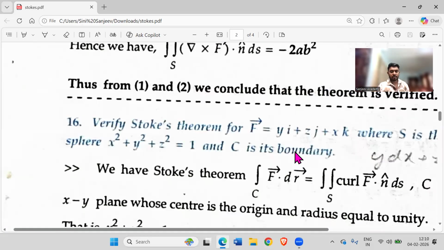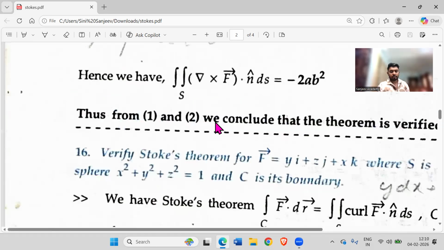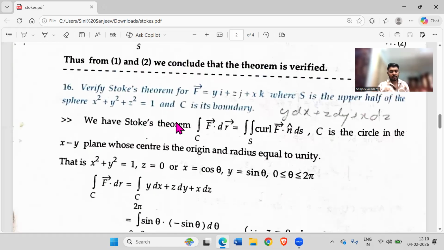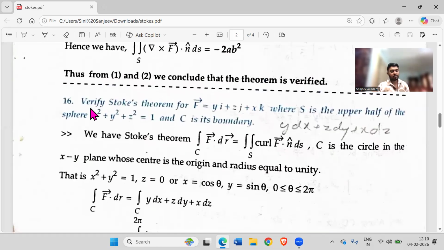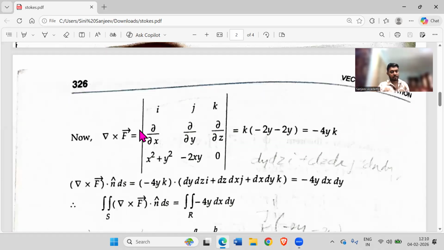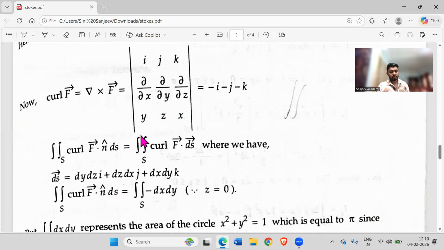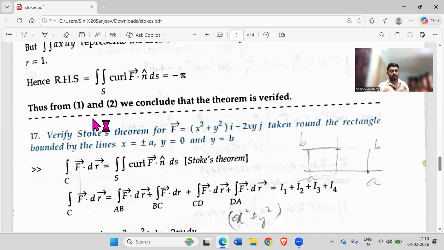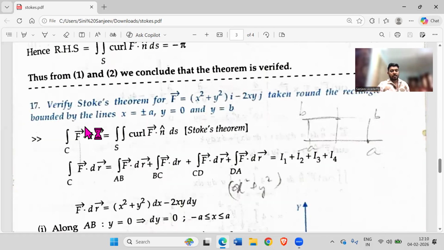Let us do one more question. See here, S is the upper half of the sphere x square plus y square plus z square. Or else we will go with this one. I think the rectangle will be fine. If a sphere comes in your exam, you do it then. Or else we'll just do the rectangle.